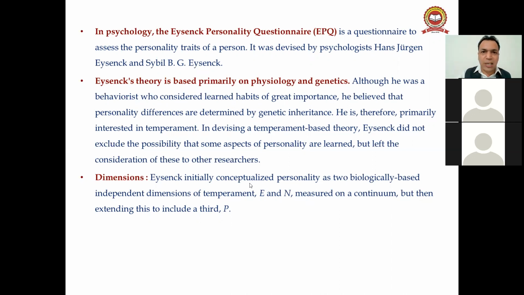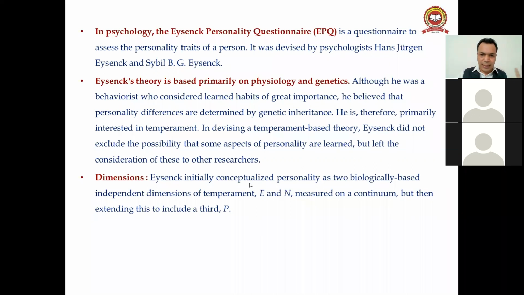Suppose in your class now you have 30 students. These 30 students have different personalities. Basically these personalities are due to genetics, due to their parents, grandparents. Because Eysenck has worked on neuroticism also, he has used this dimension, right? He is therefore primarily interested in temperament. In devising a temperament-based theory, Eysenck didn't exclude the possibility that some aspects of personality are learned, but left the consideration of those to other researchers.